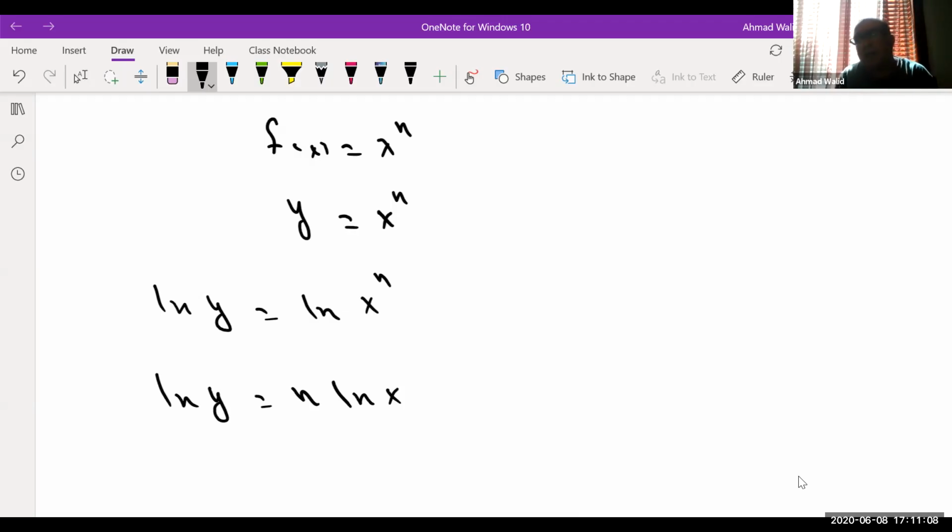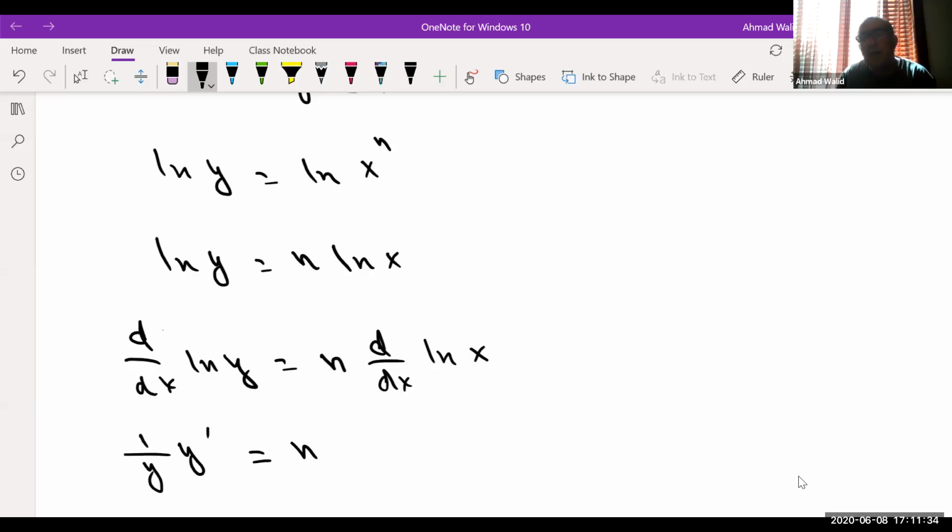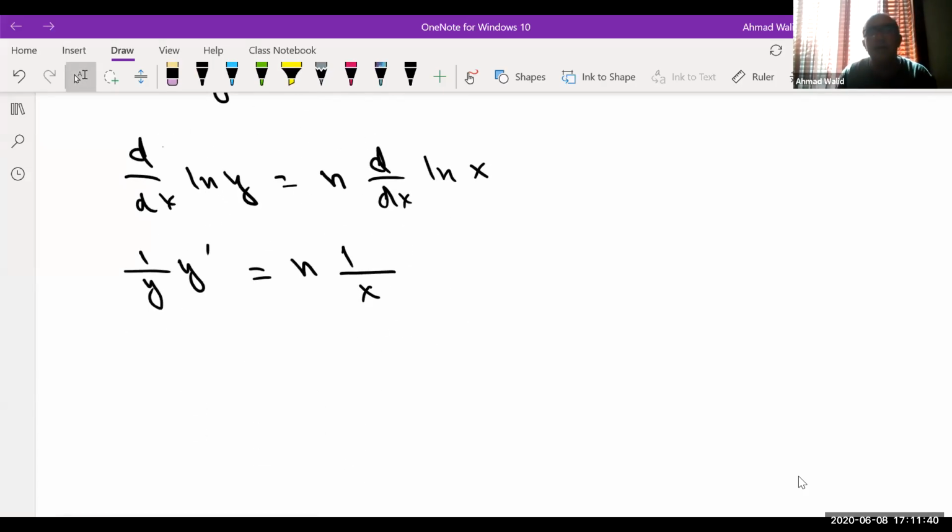Take the derivative of both sides or differentiate implicitly with respect to x. d over dx of ln y equals n. n is a constant, it's a number, it's a power. d dx of ln x. d dx of ln y gives you 1 over y times y prime equals n. d dx of ln x is 1 over x. Then 1 over y prime equals n over x, correct?